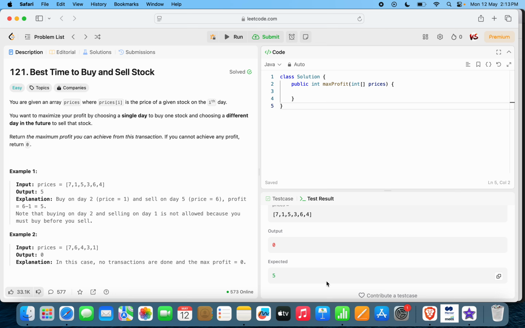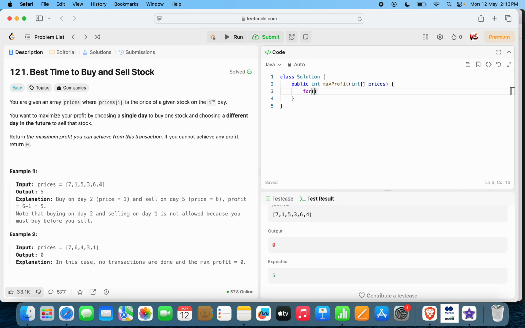So we are currently solving the classical interview coding question, best time to buy and sell stock. Previously I solved this using a brute force approach. Now I am using an optimized approach to solve these kinds of problems. So here I will solve this code using the optimized approach.